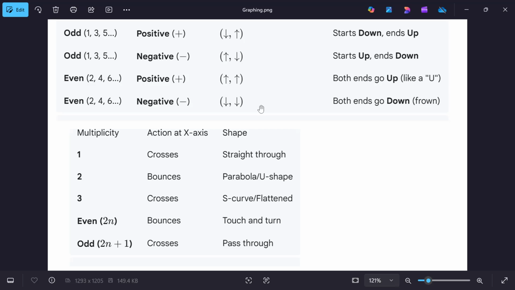If it's even, 2, 4, 6, 8, and positive, they both go up. If it's even and negative, both go down. And this is good too. If the multiplicity is 1, it crosses the x-axis. If it's 2, it bounces. 3, 5, 7, 9, it starts getting kind of flattened. And with even multiplicities, 2, 4, 6, 8, 10, 12, it starts getting flat.